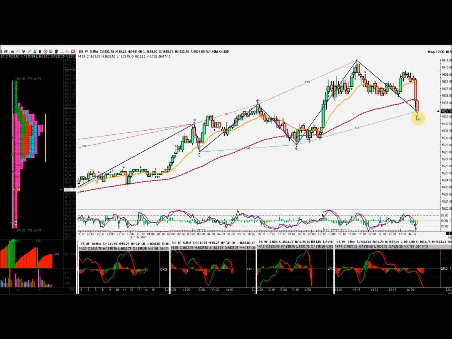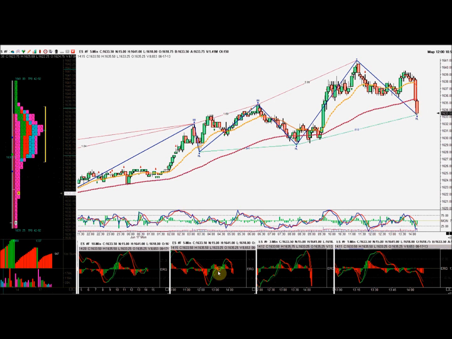Once we start testing levels, I might move my stops down. I might just let it ride. I might move my stop down a little bit past break even. We'll see what we want to do here in a moment. We'll just kind of watch it.